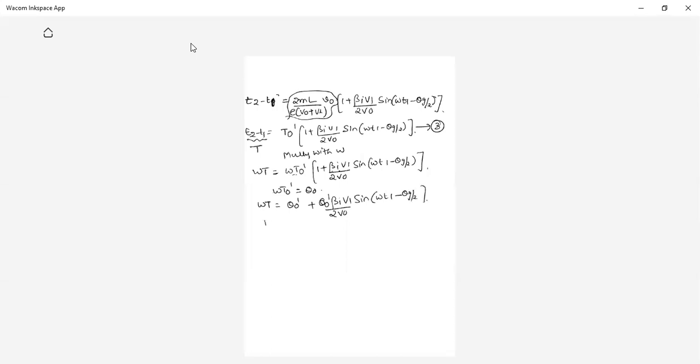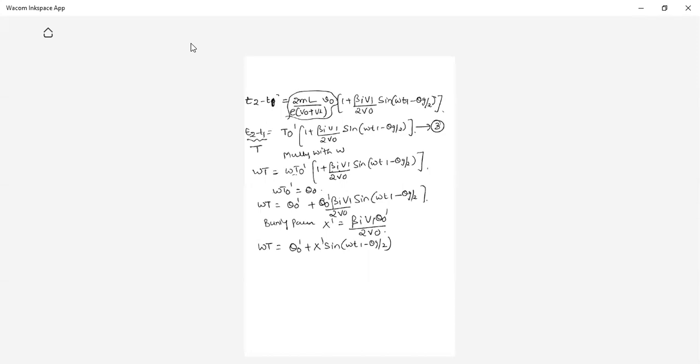So we have already calculated the bunching parameter. What is the bunching parameter? X dash is equal to beta I V1 by theta naught dash by 2 V naught. So omega T is equal to theta naught plus X dash sine omega T1 minus theta G by 2. So this is the time we got.